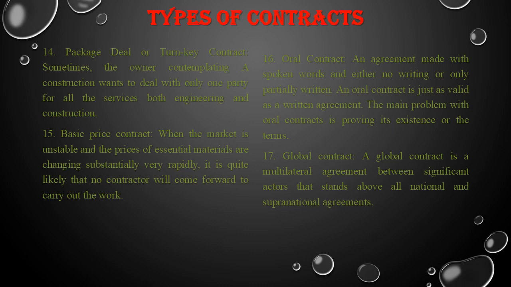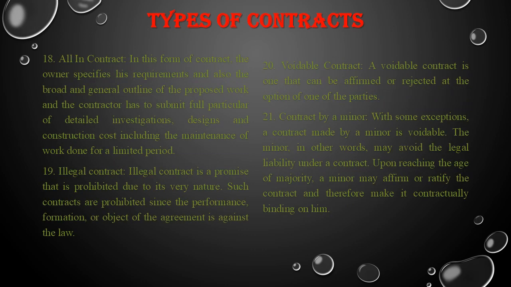Next is global contract. A global contract is a multilateral agreement between significant actors that stands above all national and supranational agreements. All-in contract. It is a type of contract in which the owner specifies his requirements and also the broad and general outline of the proposed work.